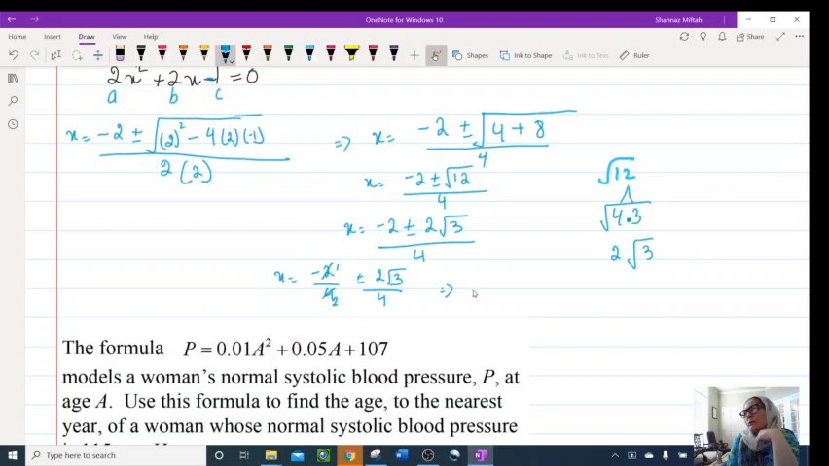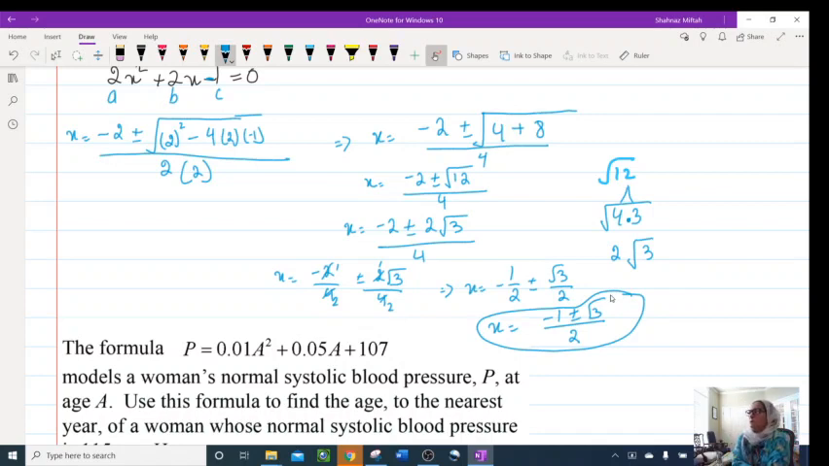So I'm getting x equals negative half, right? And this is still positive or negative, and I still can simplify this. So this is going to be square root 3 over 2. You can rewrite this as negative 1 plus or minus square root 3, all over 2. So that's my answer. I can't do anything else with that. You can change it into a decimal and put it in a calculator, but I think you leave it alone.